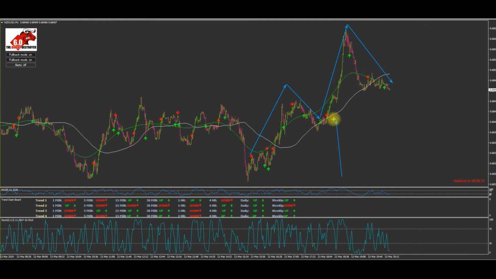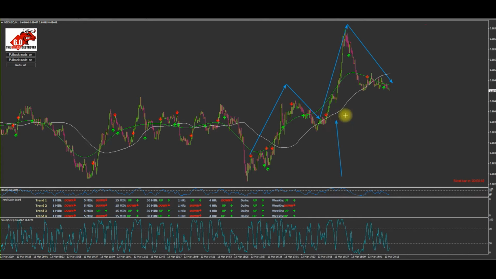So what do you think the next move is going to be? If we've just made a higher high and a lower high and another lower high and a higher low, where do you think we're going to go next? We're going to go up. So if we're going to go up, what do I want to be doing? I want to be taking call trades.